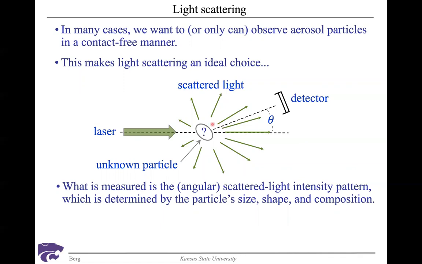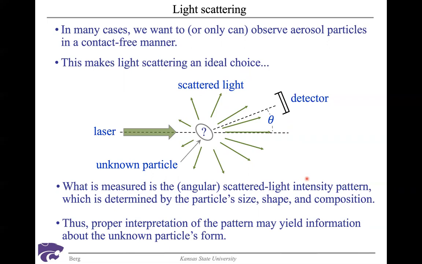The gist of light scattering for this application is you have some unknown particle and you illuminate it with a laser beam. It scatters that incident light off into all directions. Then you can take a detector and scan it around an angle and collect that scattered light. This gives you what we would call a light scattering intensity pattern. If you properly interpret such patterns, you may be able to gain useful information about the particle's physical form, such as its size, its shape, and possibly even its composition.